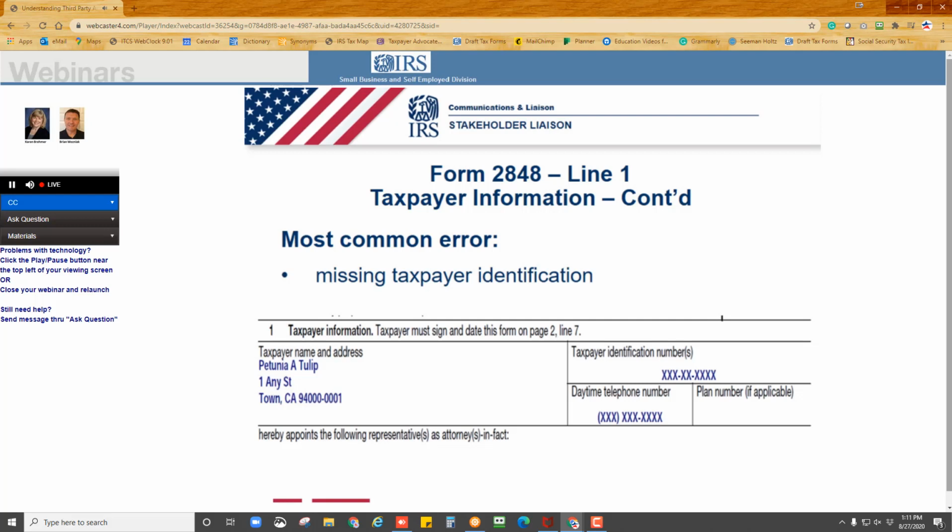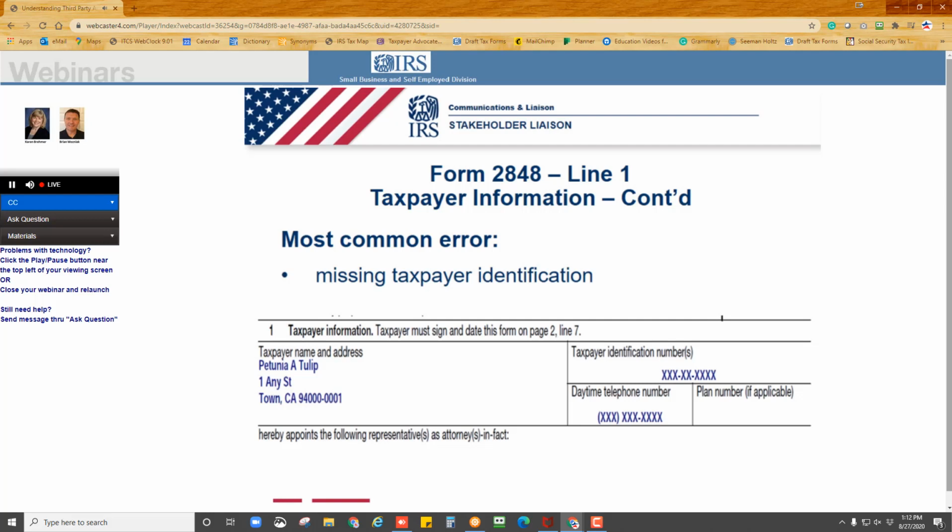The purpose of this next slide is to emphasize that a common reason for the IRS to reject a Form 2848 during processing is missing taxpayer identification information. The IRS will attempt to research and locate the correct taxpayer, but if the IRS cannot clearly identify the taxpayer due to lack of information provided on the Form 2848, the IRS will reject the form to the taxpayer.